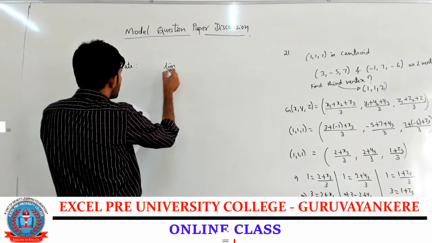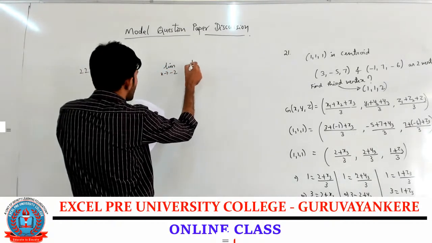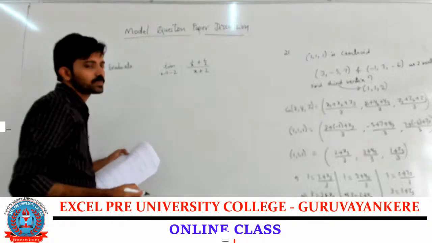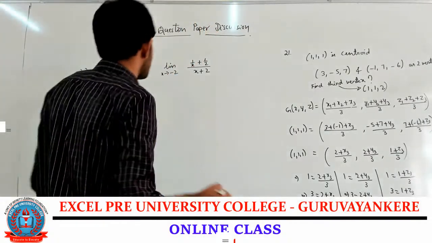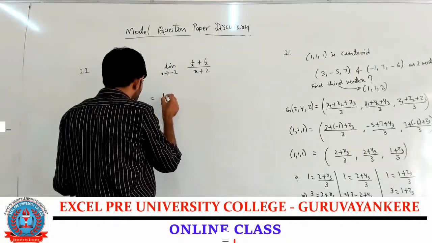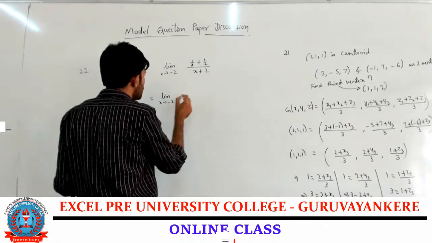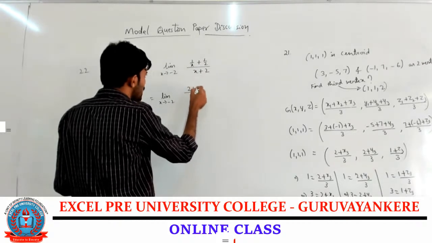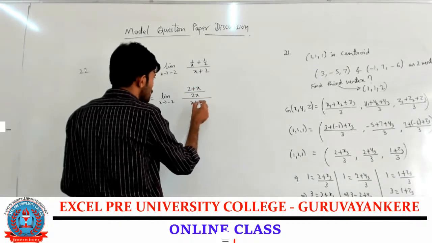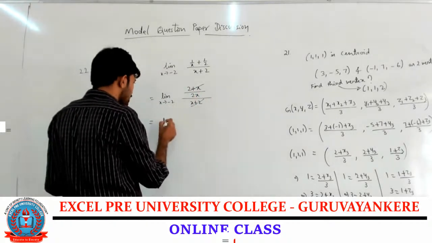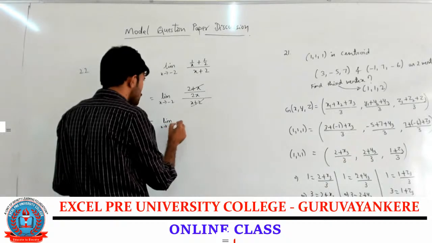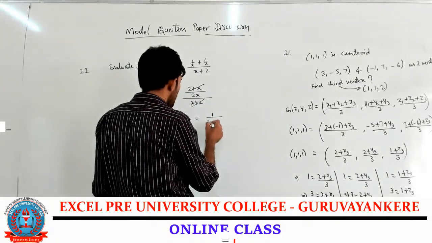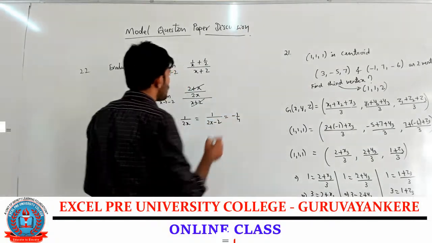Evaluate the limit as x tends to -2 of (1 by x plus 1 by 2) divided by (x plus 2). Take the common denominator 2x: (1 into 2 plus 1 into x) divided by (x plus 2). The x plus 2 cancels. What is left is the limit as x tends to -2 of 1 by 2x. X becomes -2, so 1 by 2 into -2 is equal to -1 by 4.